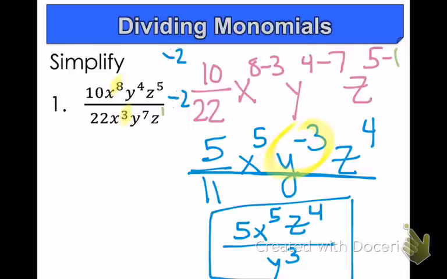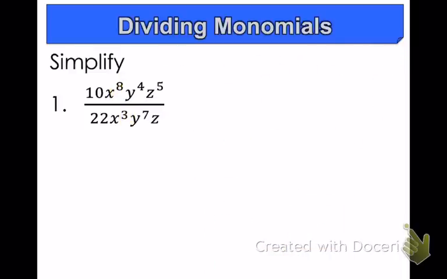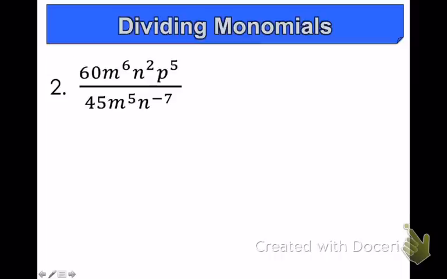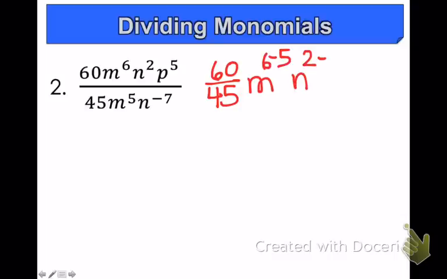Let's go ahead and move on to number 2. So start off the same way. Oh, I went too far. Let's go back to number 2. So start off by writing it out. So let's start with 60 over 45 and subtract 6 minus 5 and is 2 minus a negative 7.